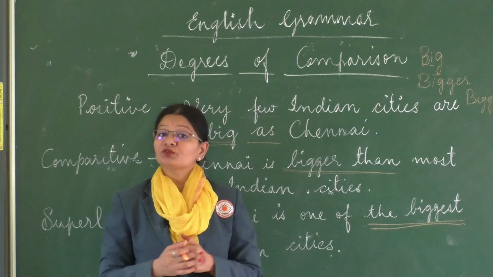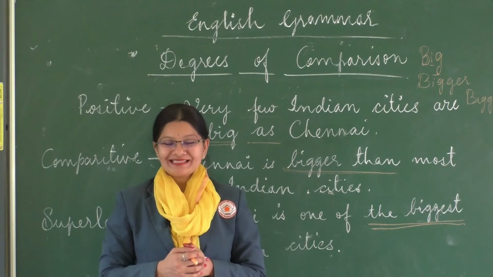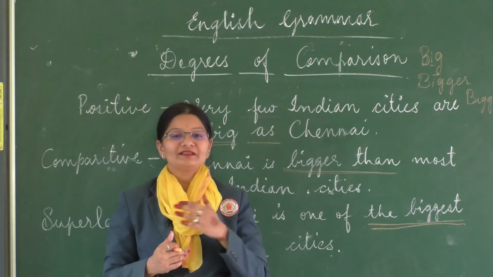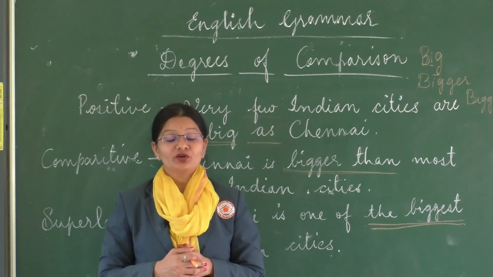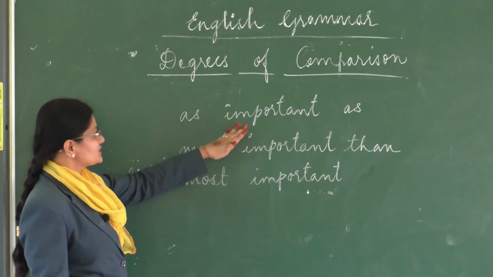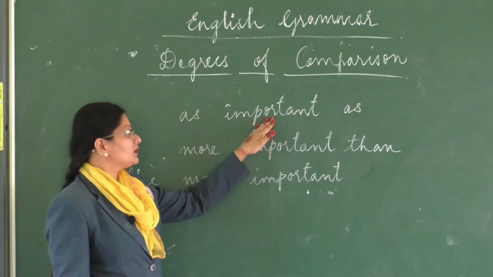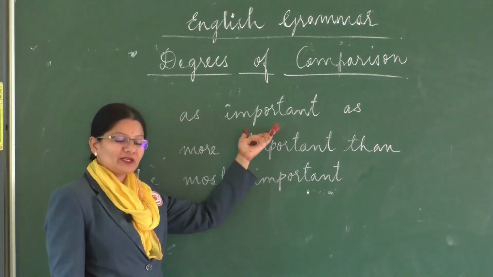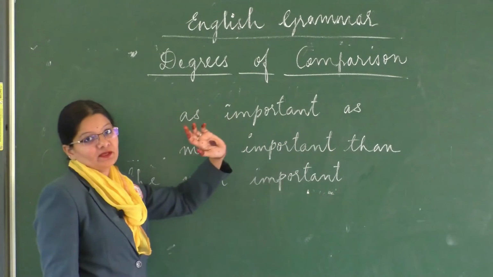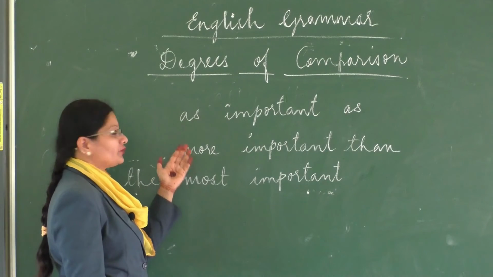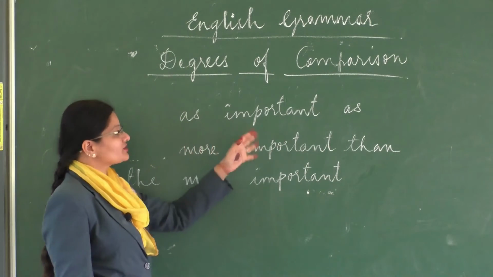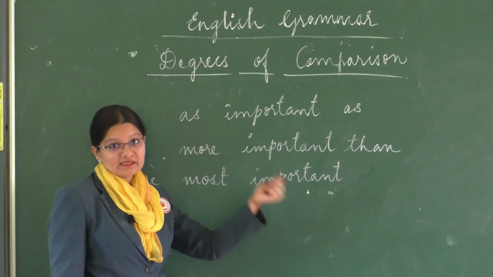So in that case, what would we do? So let's just understand that and we will conclude the chapter solving the exercises given in your grammar book. So kids, the first one is important. This is a polysyllabic word. So, as important as. For example, for students, there is nothing as important as their studies.